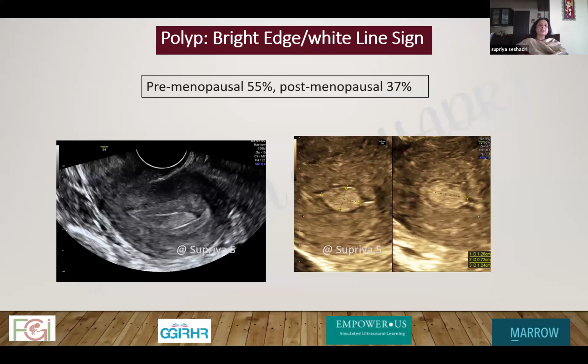Another very, very useful sign in polyp is what is called the white line sign or the bright edge sign. This again is easy to understand. Why is the white line there? Because two mucosal surfaces are coapting. Now, what are the mucosal surfaces? One is that of the endometrium and the other is that of the polyp. And this white line sign, in fact, comes to our aid a lot of times. And when we put on color, there will be a feeder vessel here.